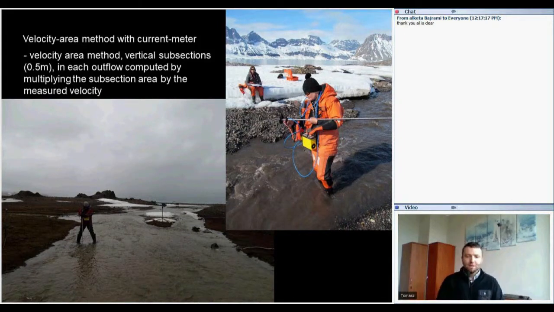There are different methods of measurements. The most recently popular one is the method that uses a current meter. So as shown on the picture in the previous slide, the velocity area method. So in these vertical subsections in each meter, it depends on the width of the river, of course. If you have like 20 meters, you won't measure in each half meter, but in each 1 meter or 2 meters. And then you calculate how much water goes through this river.